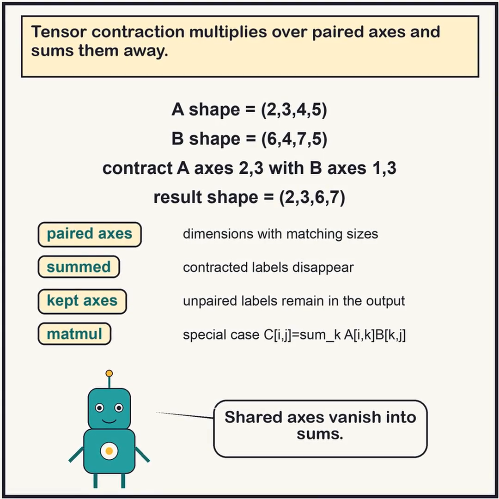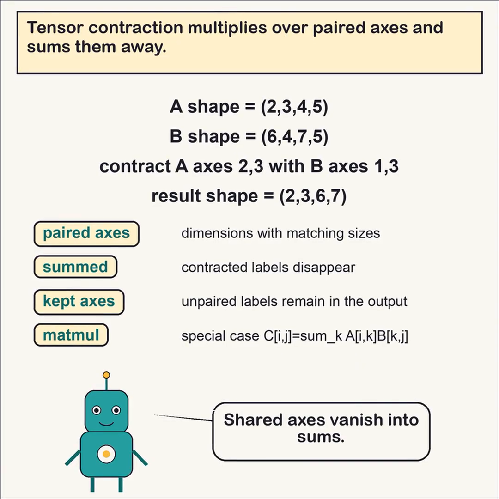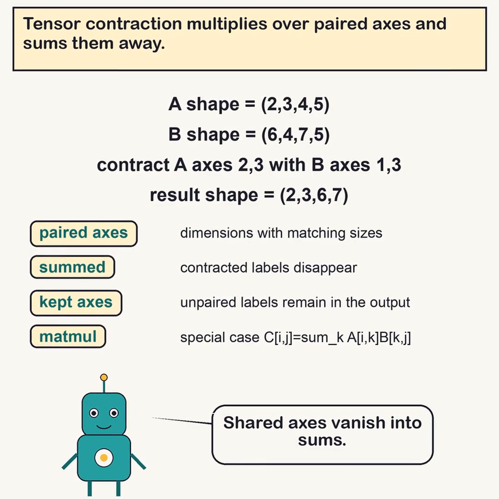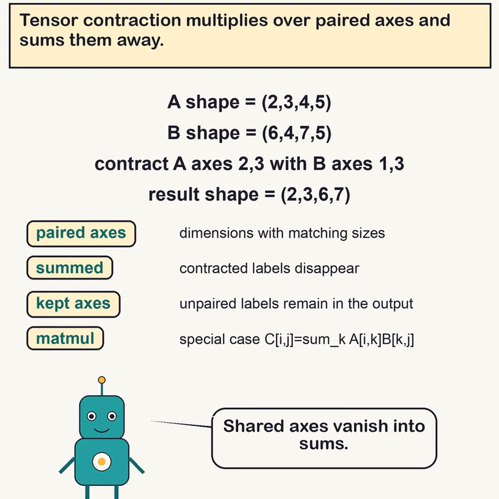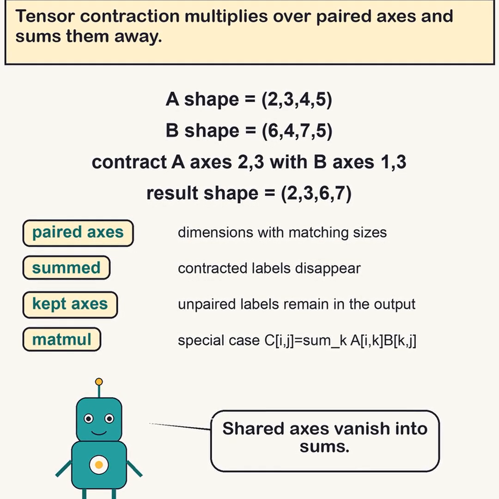Tensor contraction is the general version of matrix multiplication. Paired axes are multiplied and summed away, while unpaired axes remain in the result. Real-world analogy: tensor contraction is like matching invoices to payments across shared account numbers, then summing each matched set.